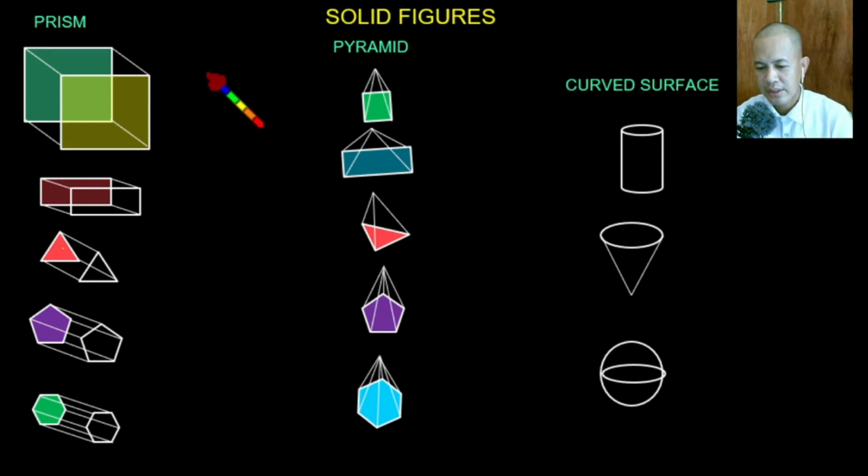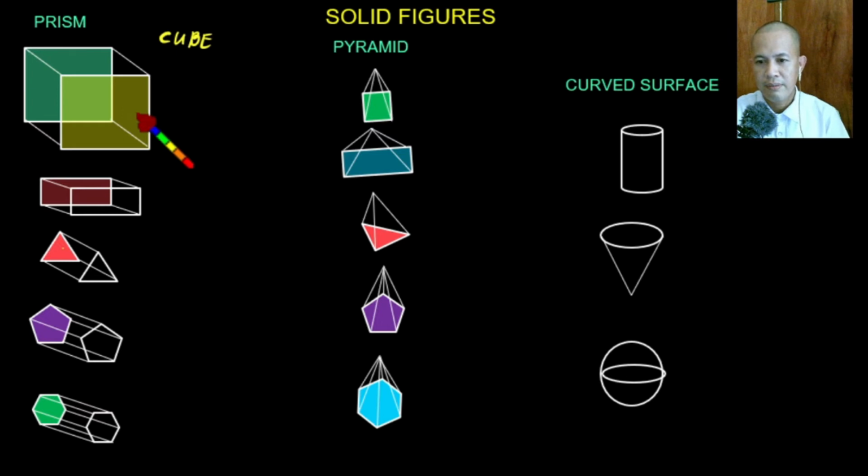So in today's video, we're going to discuss the different solid figures. Solid figures are three-dimensional figures with length, width, and height. Moreover, they have base, edge, and a vertex. Okay, so in our given example, number one, the figure number one is called a cube. A cube is a solid figure with square faces.